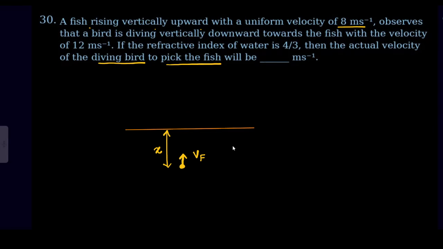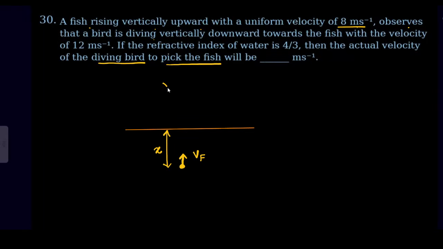Now see this thing here. Fish is here. Who is the observer? Tell me now. Is the fish observing the bird, or the bird observing the fish? They are talking about a fish rising vertically upwards with a uniform velocity. It observes this much. That means the fish is the observer. It observes that a bird is diving vertically downwards.